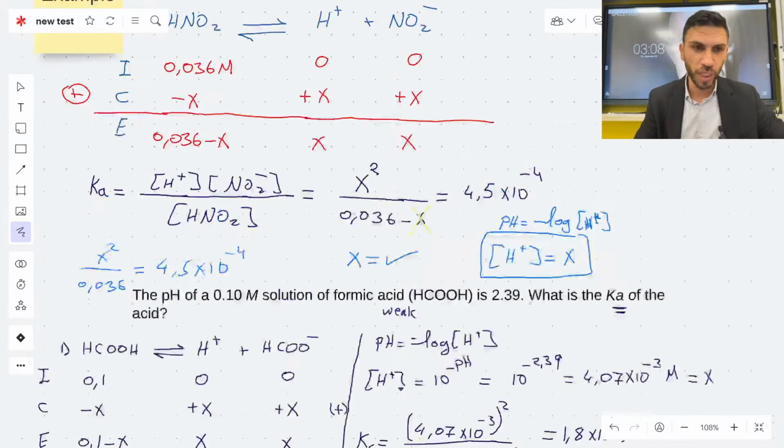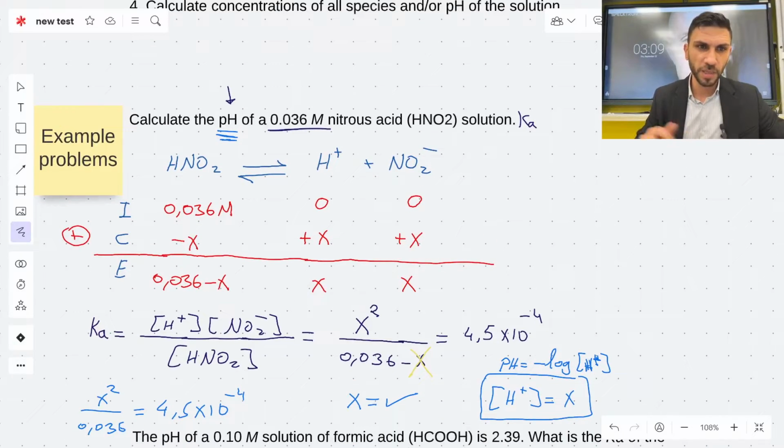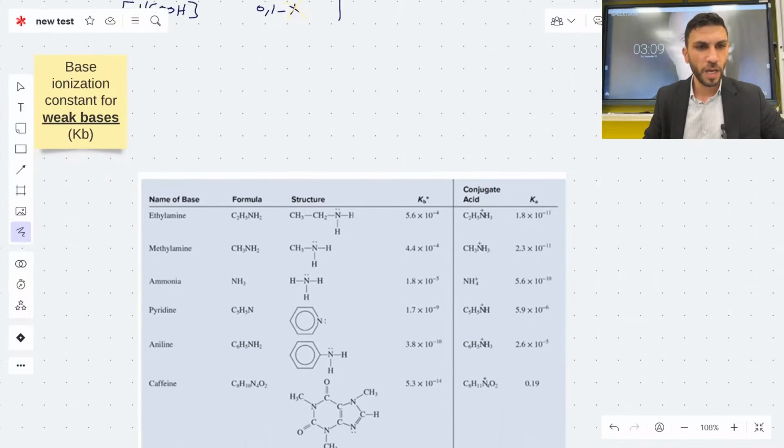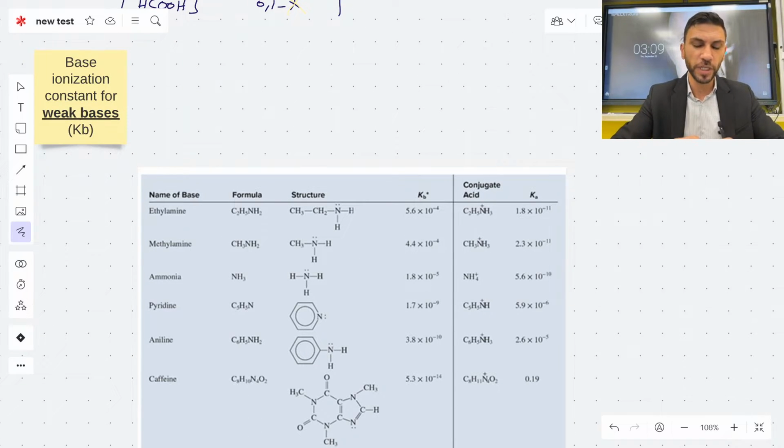So these are the two types of the problems. One type, they give you the concentration and the Ka, and you need to calculate pH. And the second type, they give you the pH and the concentration, and you need to calculate the Ka. Now, similarly, we were talking about the weak acids. Now we are talking about the weak bases.